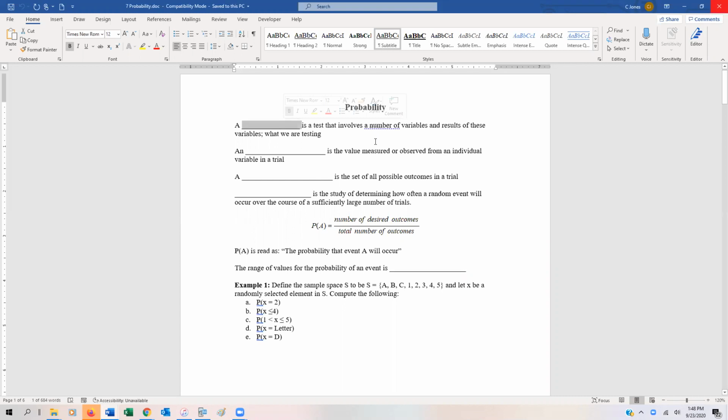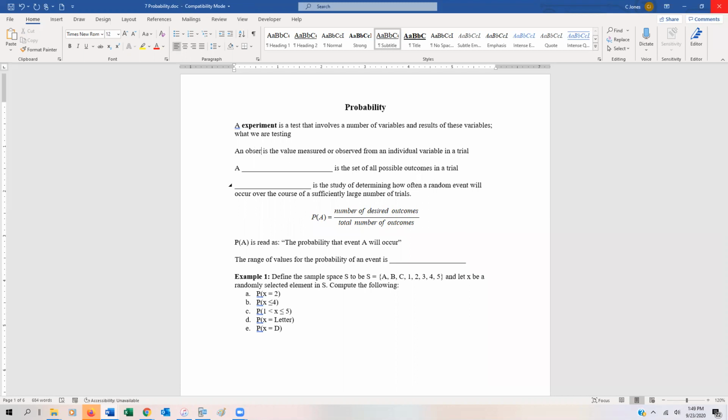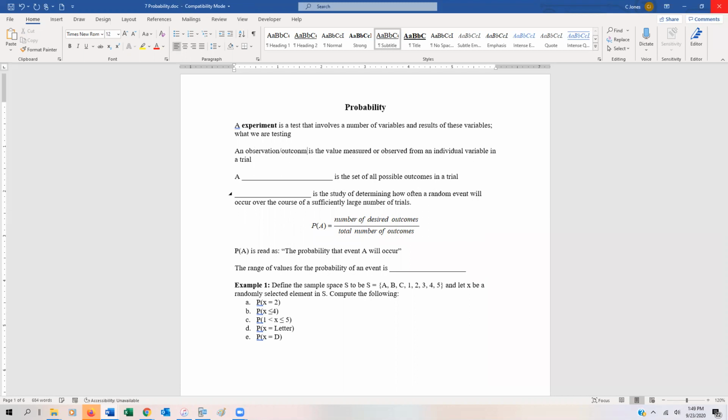One of the most basic things that we have to do with probability is conduct an experiment. An experiment is some sort of test that involves a number of variables and also some sort of results of the variables. Each time that we see something happening, that's an observation or an outcome. An observation or an outcome is just the result of one iteration of the experiment. There's a certain set of all possible outcomes, and that's going to be a sample space.